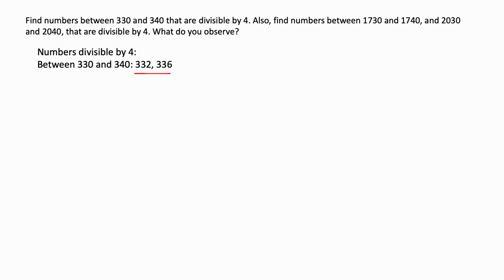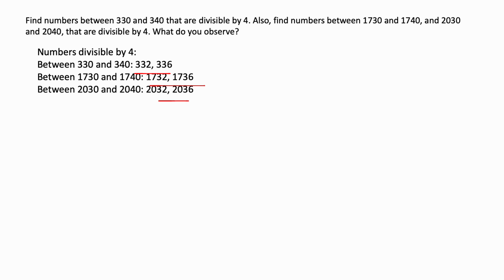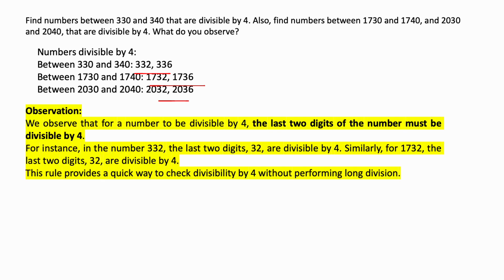332 and 336. The numbers divisible by 4 between 1730 and 1740 are 1732 and 1736. The numbers divisible by 4 between 2030 and 2040 are 2032 and 2036. Then, what is the observation?